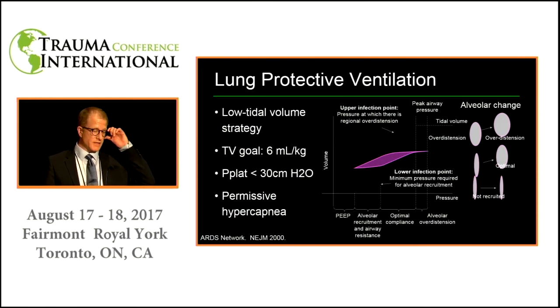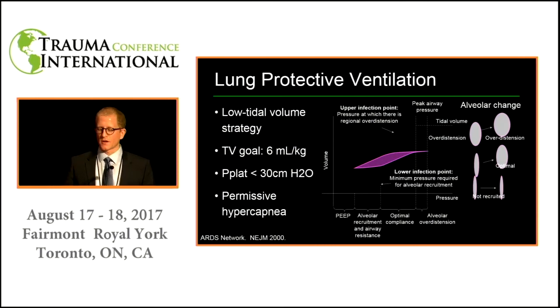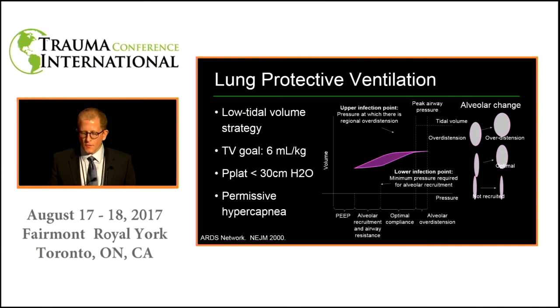This slide here essentially depicts our strategies for lung protective ventilation. Our goal here is really to provide a low tidal volume ventilation strategy, targeting between 4 and 8 cc per kilogram tidal volumes. What we want to avoid is overdistension of the alveolar units and identify where to ventilate a patient in order to achieve this. Our plateau pressures should be targeted at less than 30 centimeters of water, with the allowance for permissive hypercapnia with the restrictive lung volume approach.